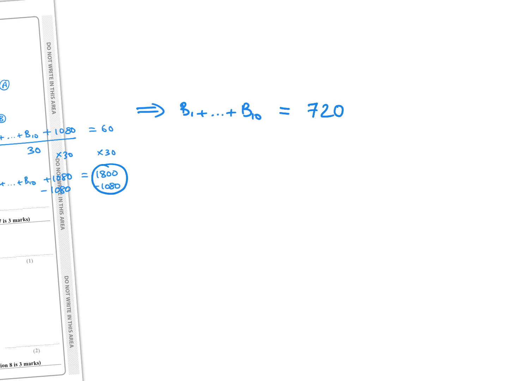But in the question, it asked to find what the mean mark of the boys was. So we know that all their scores add up to 720, and we know there are 10 of them. So it's easy, it's just 720 divided by 10. So the mean mark for boys would be 72.